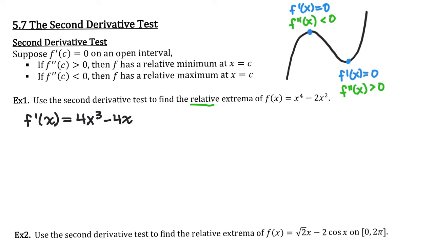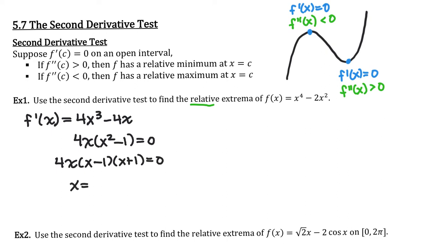Okay, now let's determine when f prime of x is equal to 0. Let me take out the 4x. So 4x times x squared minus 1 is equal to 0. So x equals 0, x equals 1, x equals -1 are all those critical points we're going to look for.